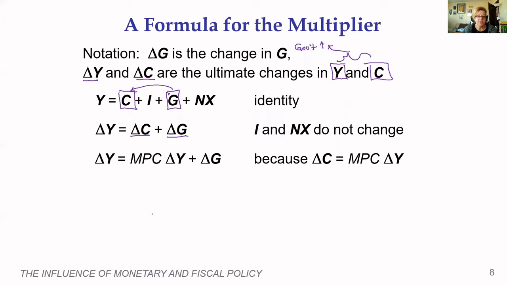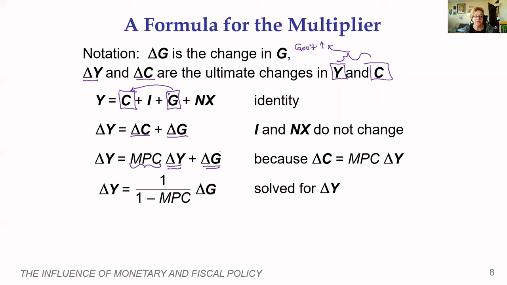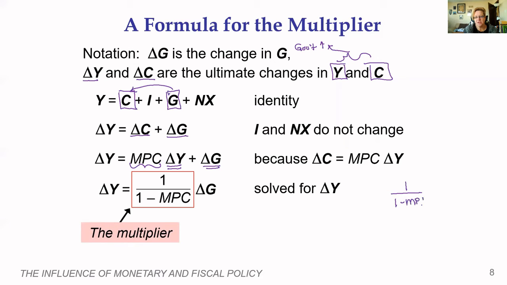So when we look at this, we can say the change in real GDP is equal to the marginal propensity to consume, whatever that is, times the change in real GDP, plus the change in government spending. We can boil it down even further because the constant in this equation is the change in real GDP. We can get rid of that by dividing the change in real GDP by both sides of the equation. And we're left with, ready, the multiplier. The multiplier is 1 over 1 minus the marginal propensity to consume.